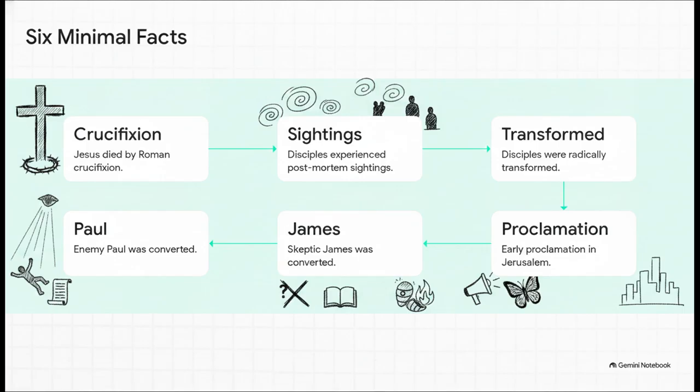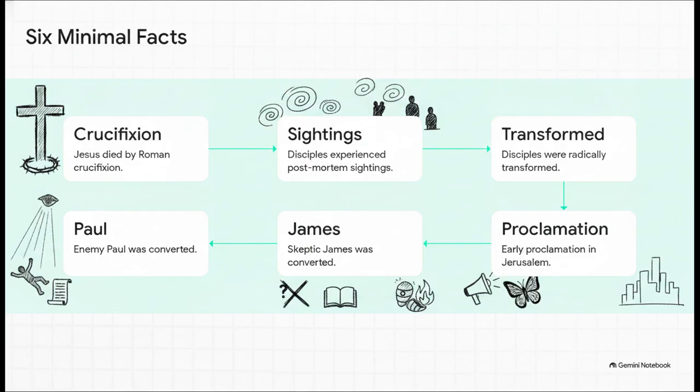Brick 1, Jesus died by Roman crucifixion, a medically lethal execution. Brick 2, shortly after, his disciples experienced visual encounters they were completely convinced were post-mortem sightings. Brick 3, these disciples were radically transformed from cowards into bold proclaimers literally willing to die for this specific claim. Brick 4. This message was proclaimed incredibly early in Jerusalem, the exact city where he was buried. Brick 5. James, the brother of Jesus and a known hardened skeptic, suddenly converted. And finally, brick 6.